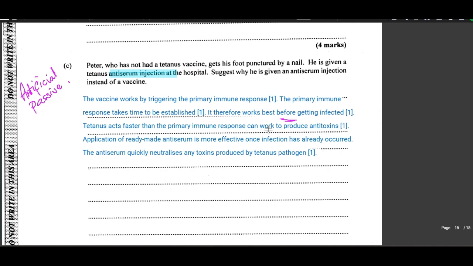All right. And we indicate that tetanus works really fast, right? It's going to work much faster than the primary immune response. And it works fast to the point of lethality. It works fast to the point of causing major damage before your primary immune response can step in. So therefore, it makes more sense to just give you the antiserum. So tetanus acts faster than the primary immune response can work to produce antitoxins. By using the ready-made antiserum, it's more effective because once infection has already occurred, the antiserum can quickly neutralize any toxins already produced. Yeah? So that's basically how you would put your answer together.